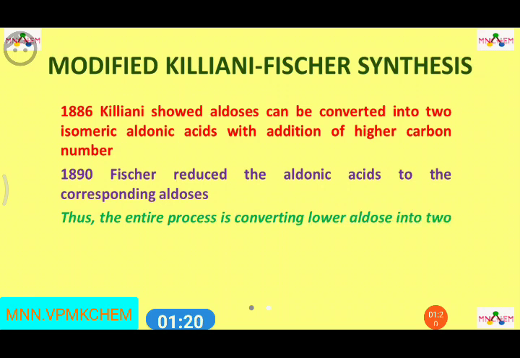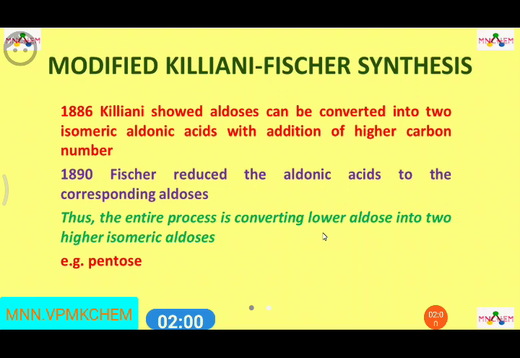In short, we can say this entire process is about converting a lower aldose into two higher isomeric aldoses. When I say a higher aldose is formed, and two isomers of that are formed, that is obvious because we are adding one new chiral center, and because of that we are getting two isomers. Now let's quickly see what the reaction sequence involved is.